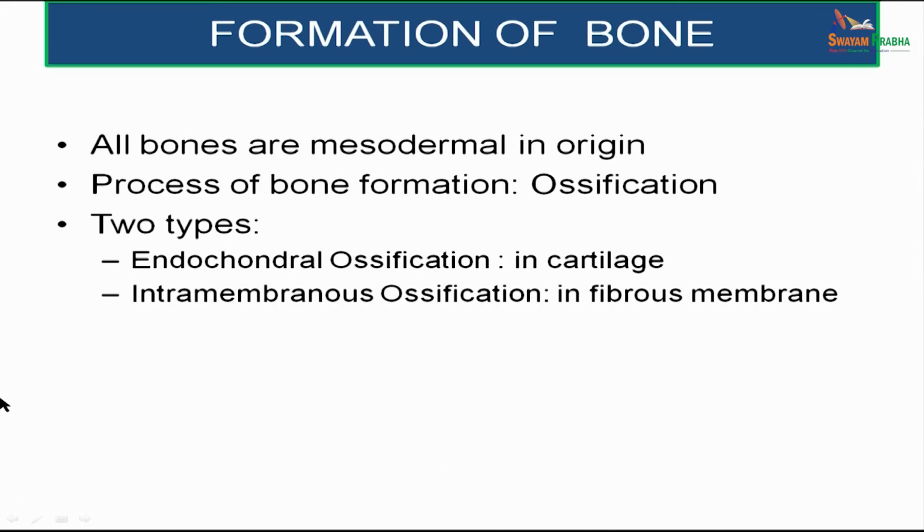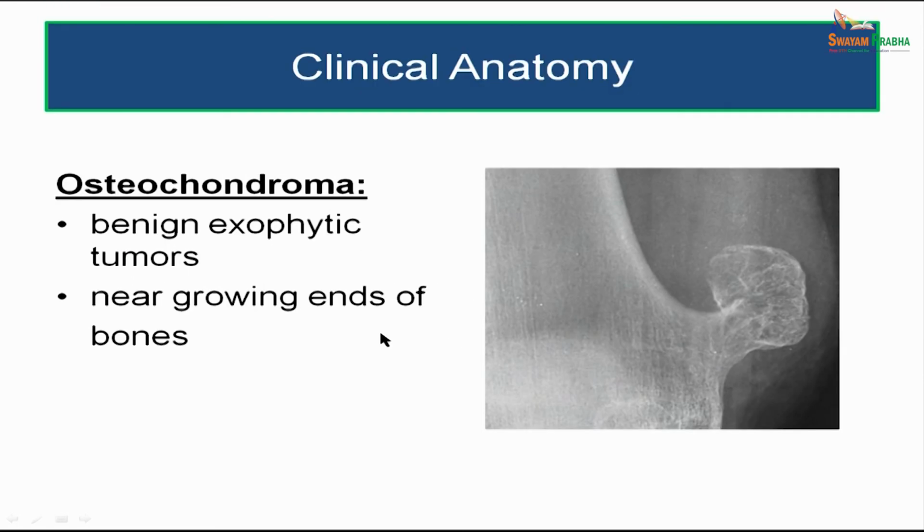Now, a word about formation of bone. All bones are mesodermal in origin. They are formed by the process of ossification. There are two types of ossification, endochondral ossification and intramembranous ossification. Endochondral means bones are formed in cartilage, and intramembranous means bones are formed in membrane. So, now after having learnt the details of histology of bone, we can appreciate some conditions of bone.